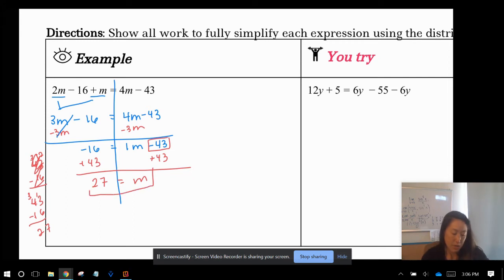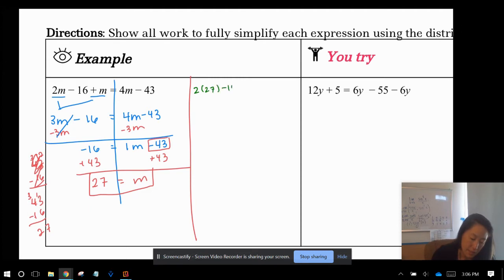Okay, check our work. 2 times m is 27 minus 16 plus 27 is equal to 4 times 27 minus 43. Okay, 2 times 27 is 52 minus 16 plus 27 is equal to, let's see, 4 times 25 is 100 plus 8 would be 108 minus 43. So 108 minus 43 is 65.